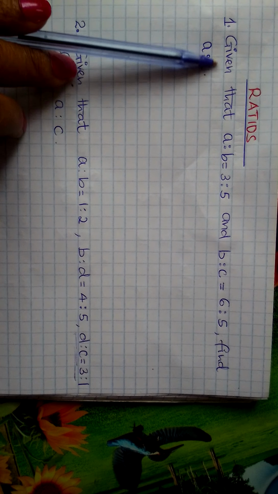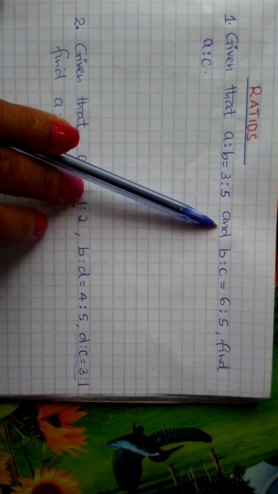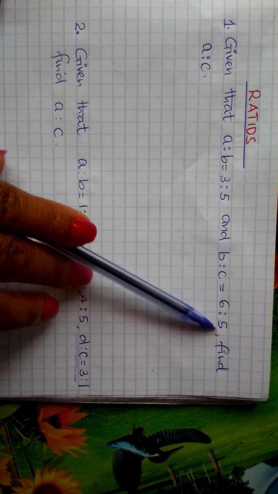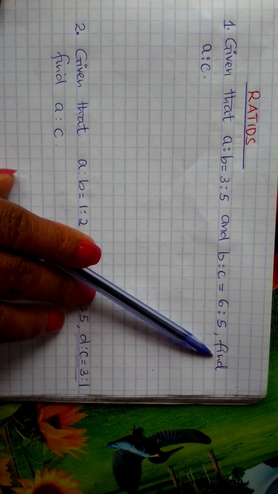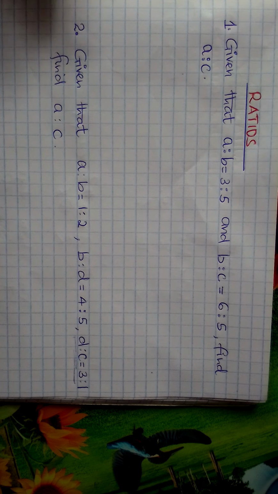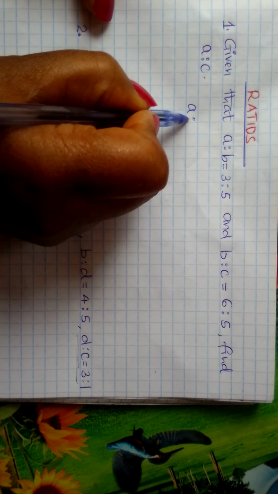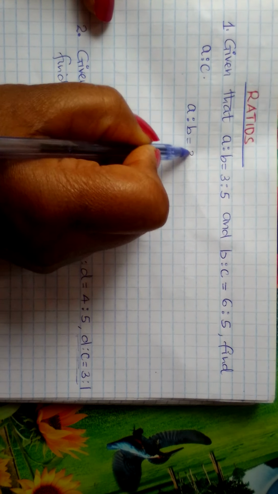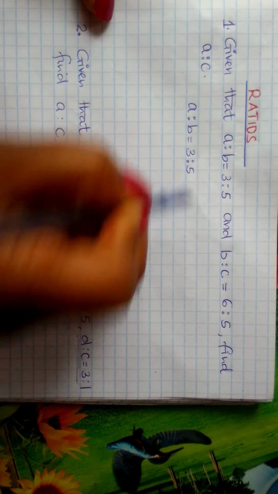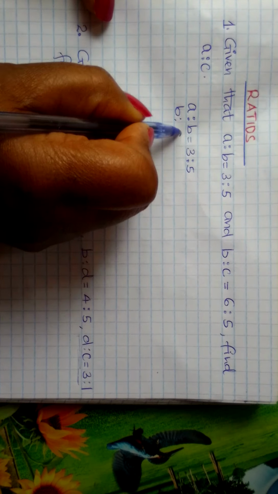Number 1, given that A is to B is equals to 3 is to 5 and B is to C is equals to 6 is to 5, find the ratio A is to C. Find A is to C. So learner, in this case, you write your first ratio: A is to B is equals to 3 is to 5. Then you pick your second: B is to C is equals to 6 is to 5.